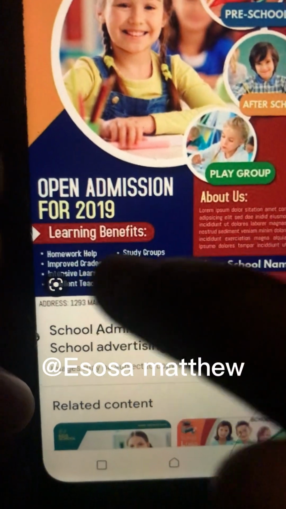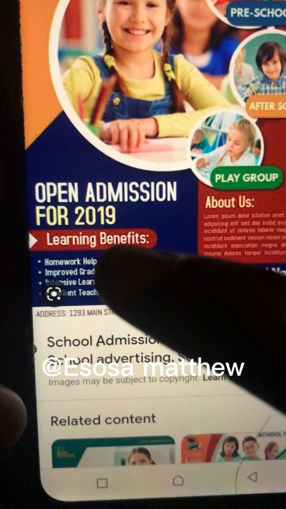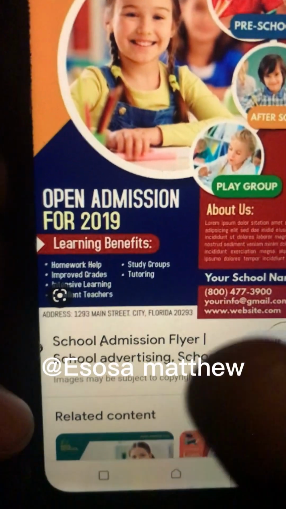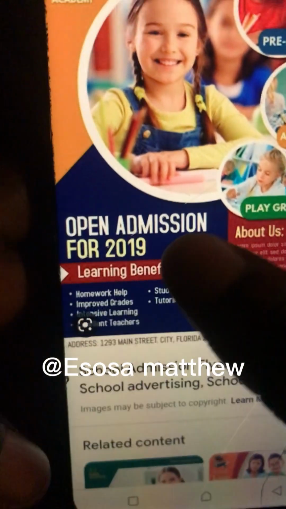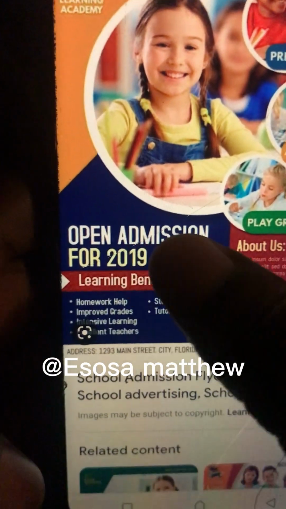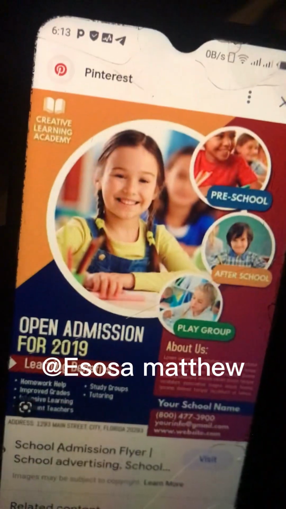Do you understand? So these other things, the learning benefits, about us, make up the main content, but the headline here is "Open admission for 2019."